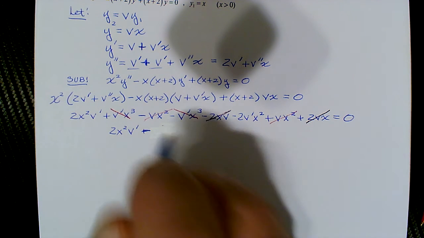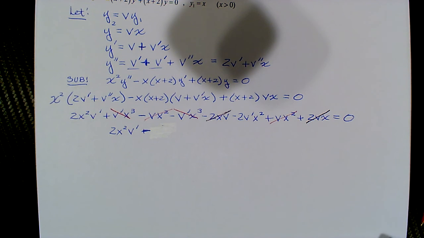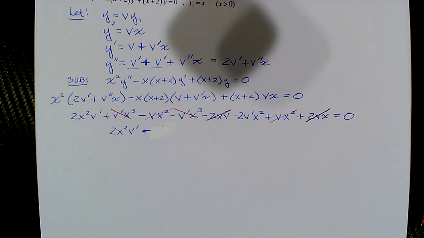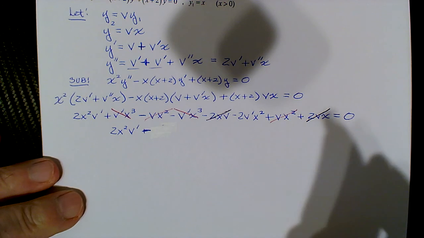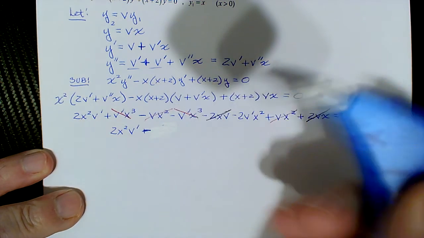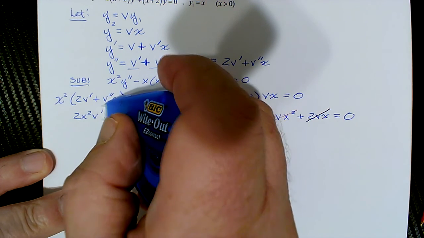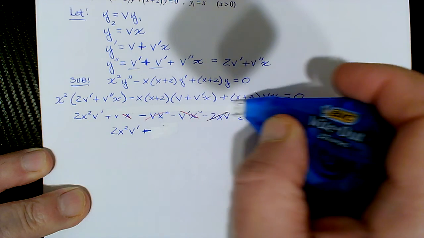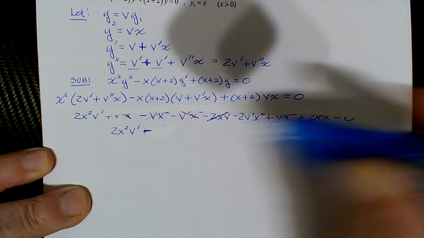I apologize, there was a mistake on my part. Alright, so let's go back. I sincerely apologize. This was a v double prime. I'm not making a new video, I can't do that. So let me just, I sincerely apologize for that. I have to erase all of this.